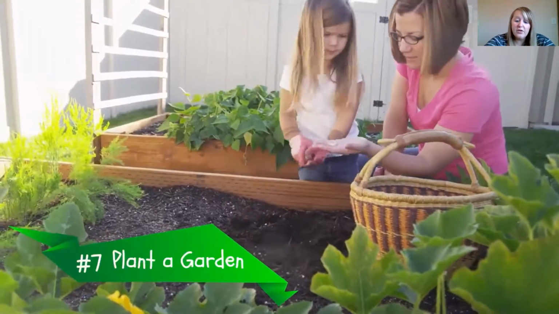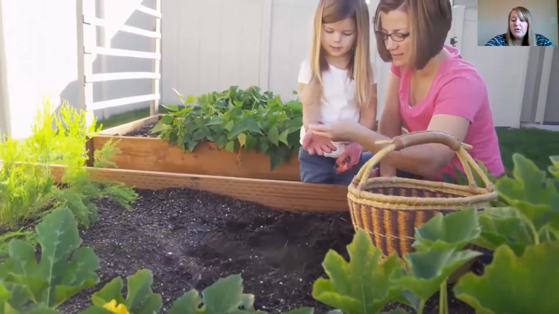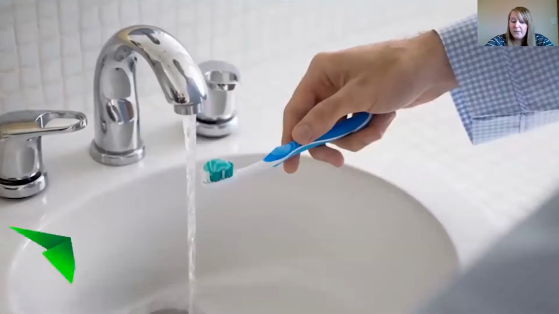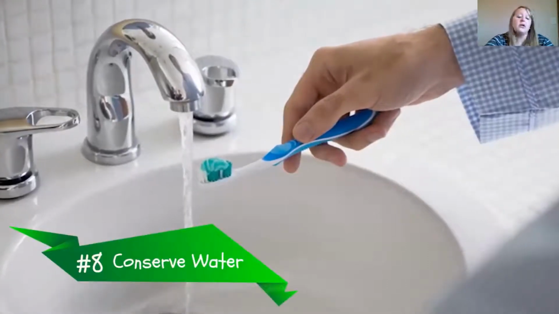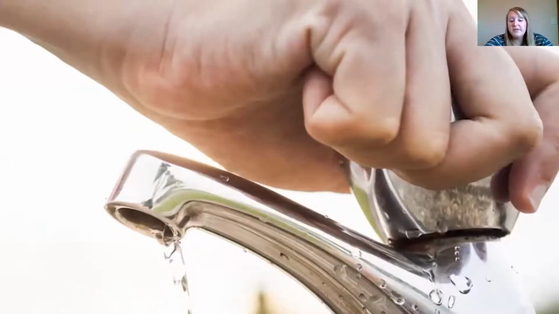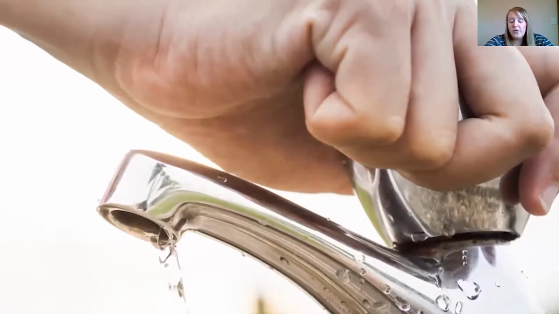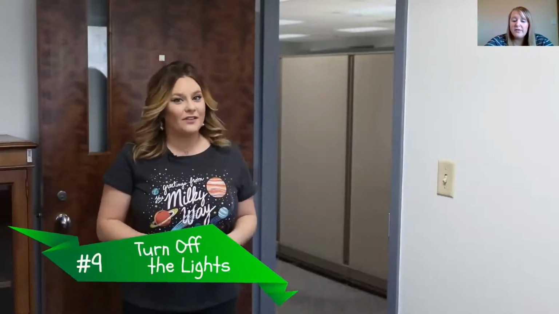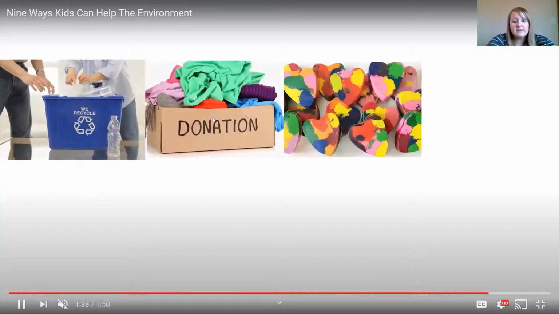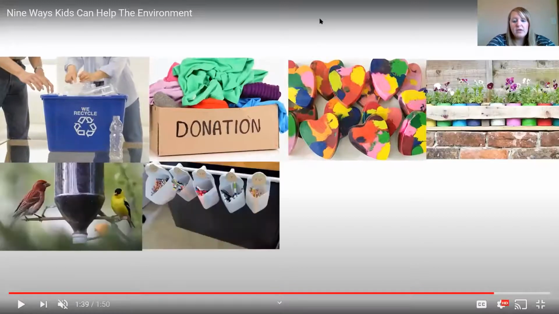You could plant a garden. So you could plant cucumbers, peppers, a whole bunch of different food. You could conserve water. So when you're brushing your teeth, turn off the water if your toothbrush isn't underneath it. And the last thing is turn off the lights. So when you leave a room, you would turn off the lights. Okay. So those are just some things that you guys could do. And those are 9 ways that you could do to help the environment.